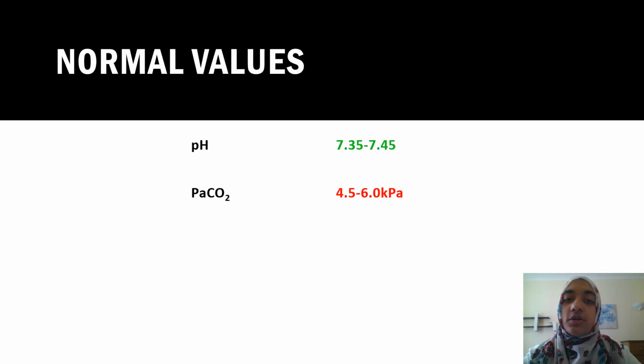PaCO2, or partial pressure of CO2, is a constituent within the blood that actually provides acidity. If you remember back to your chemistry days, if you dissolve CO2 in water, you get carbonic acid, and that's an acid. Therefore, PaCO2 provides acidity, which is why it's red on this slide. Another constituent that we measure on the ABG is the bicarbonate, or the HCO3-, and this is alkaline, or provides alkalinity, which is why it's blue on this slide.